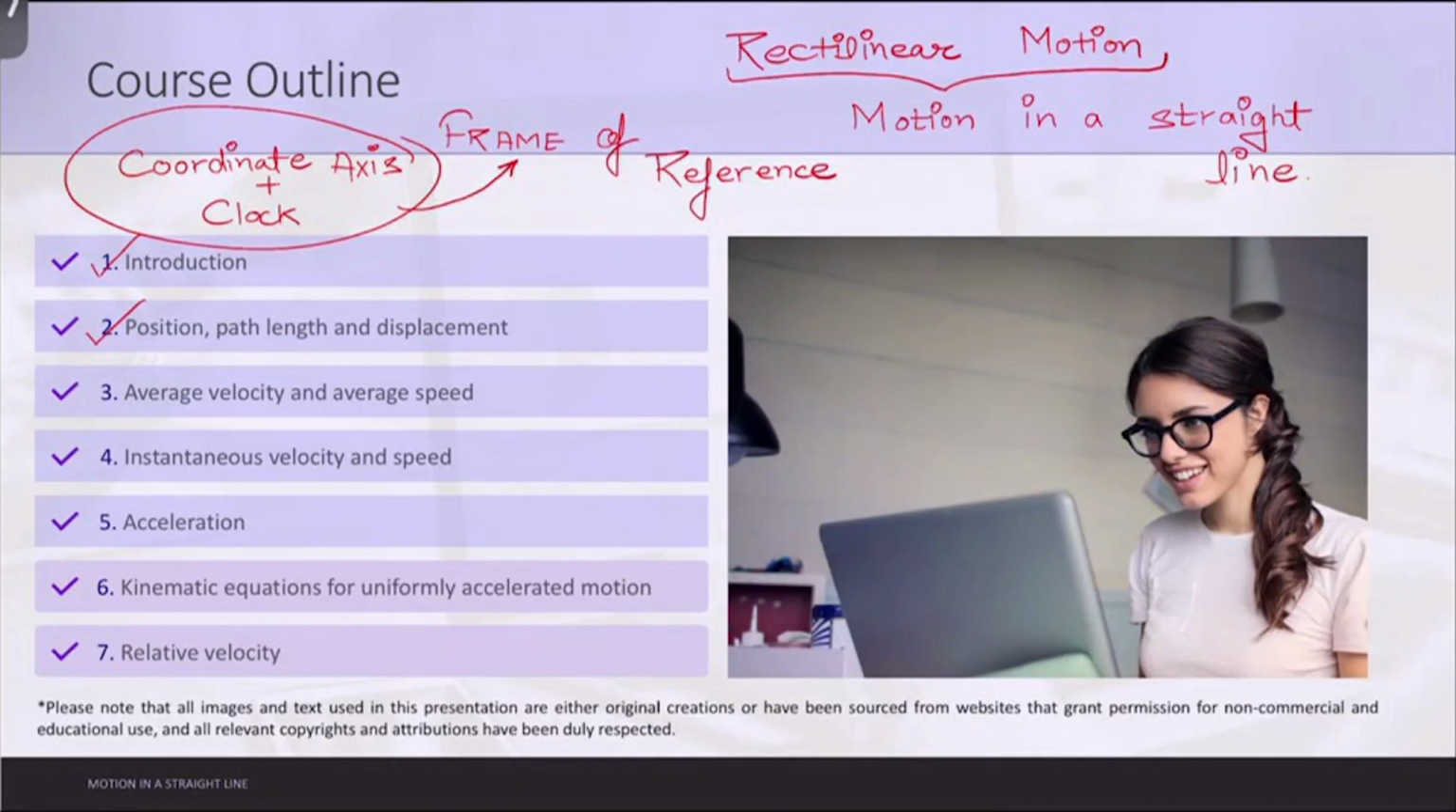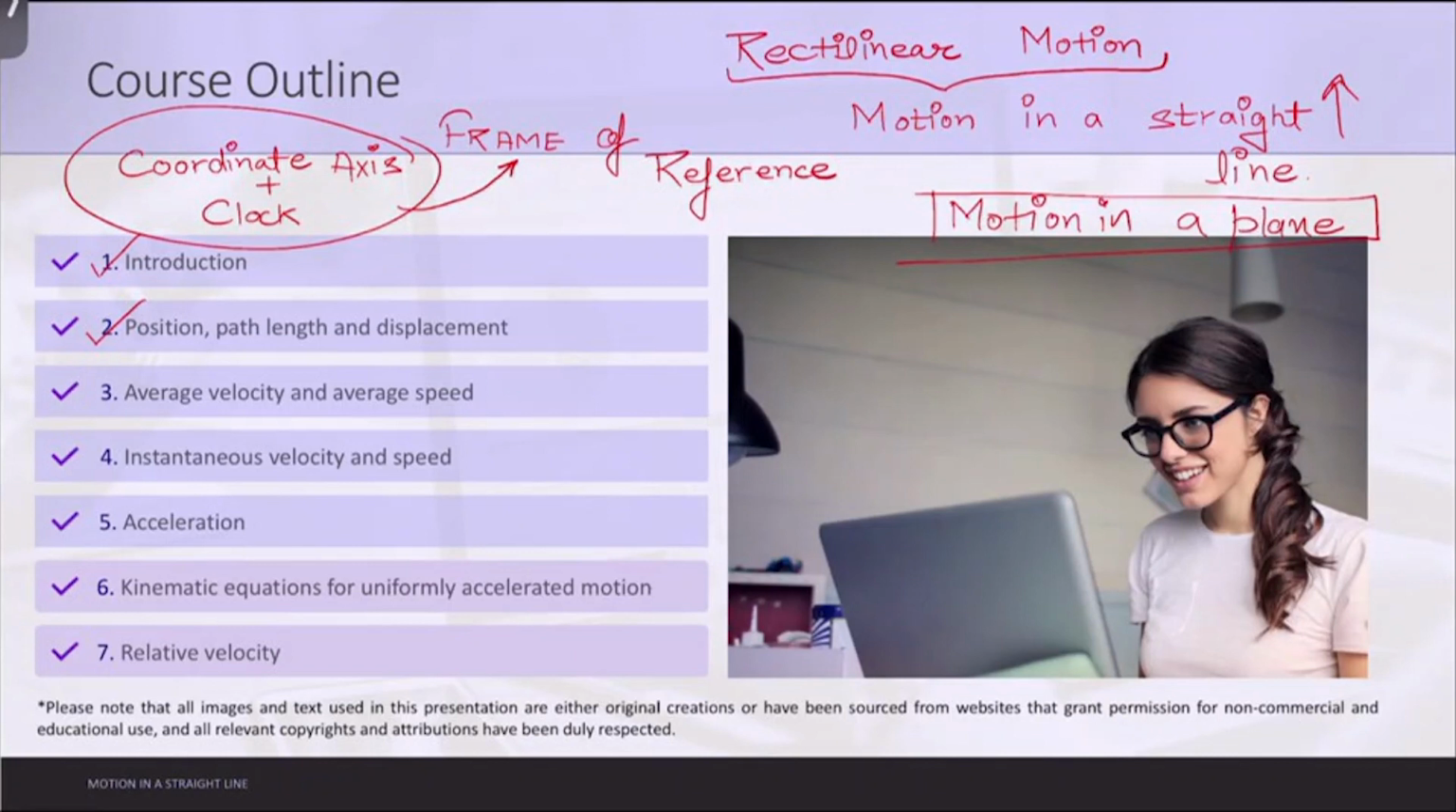Apart from this, if the motion is in a 2D plane, we say that to be motion in a plane. That is the next chapter after this, in which we will understand several different topics, let's say projectile motion, then uniform circular motion, etc. Let's not go into that. Let's first complete this and then we can move forward.